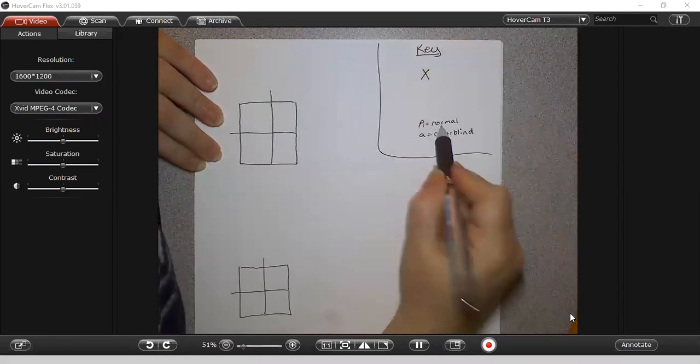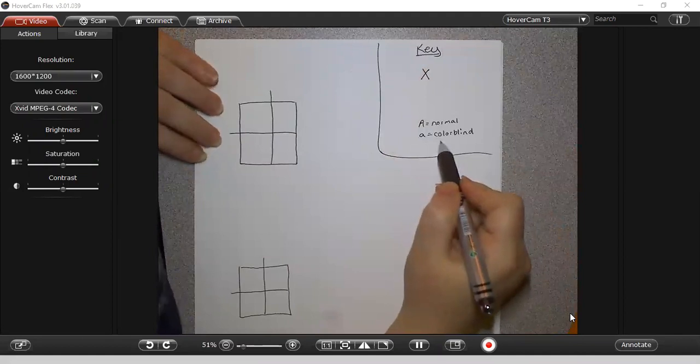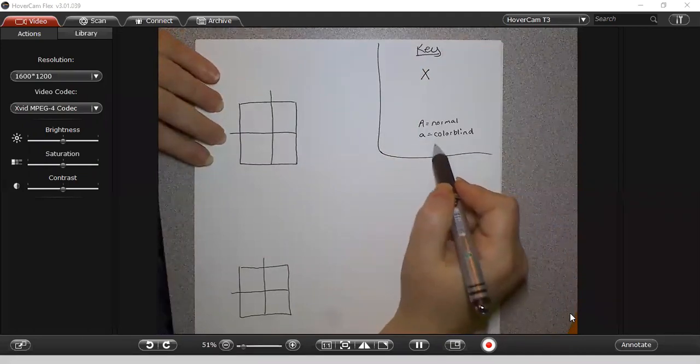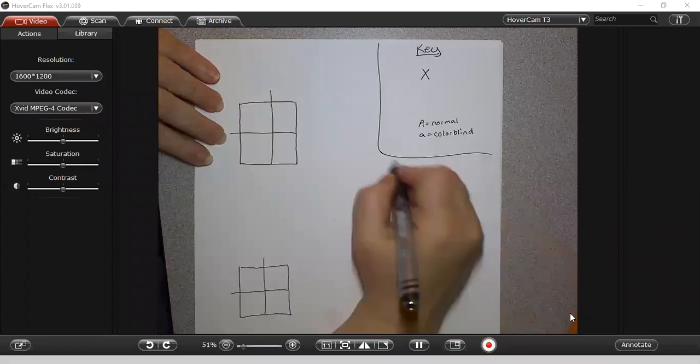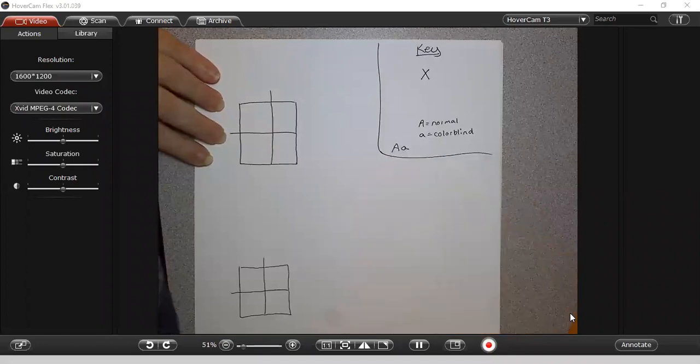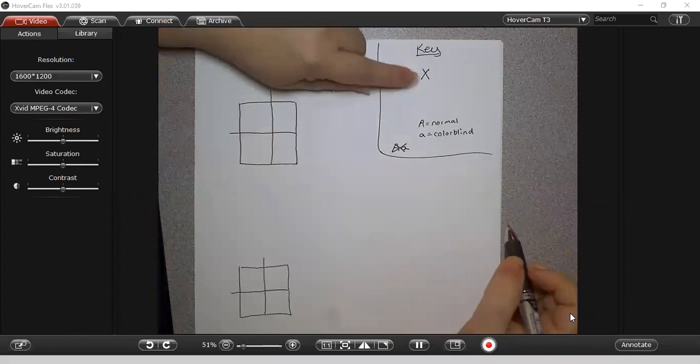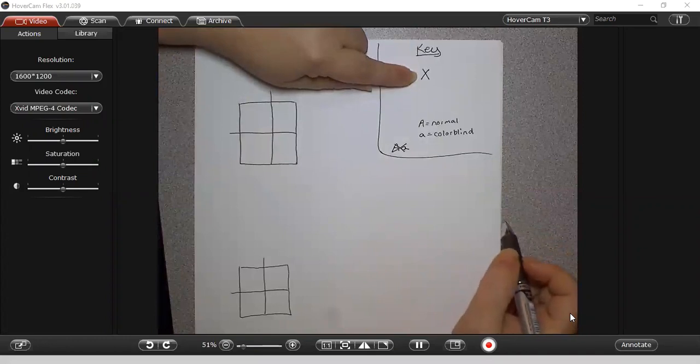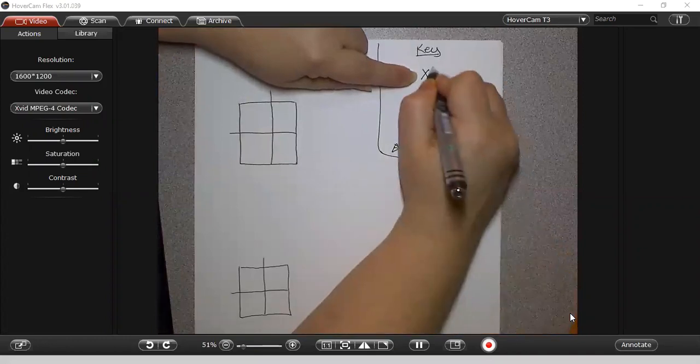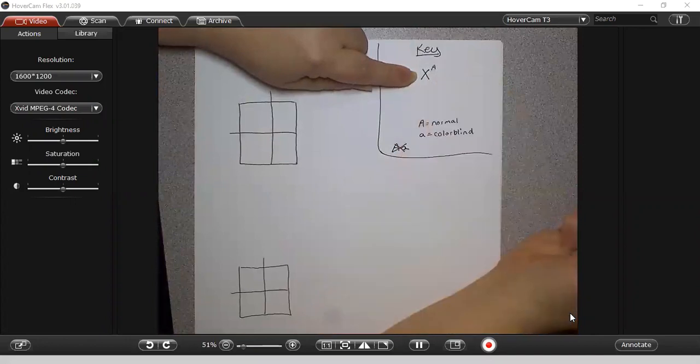So capital A is normal, lowercase a is colorblind. This is a sex-linked characteristic. We don't write just capital or lowercase a. That's not how it works. In order to show that it's on the X chromosome, you have to actually have the X as your base here. And then, as basically what's going to look like an exponent, is where you'll put your allele.